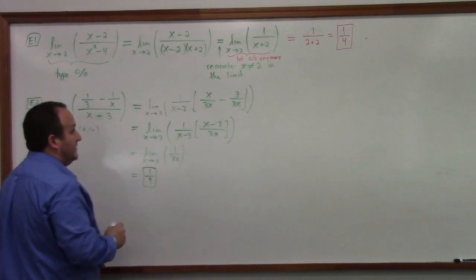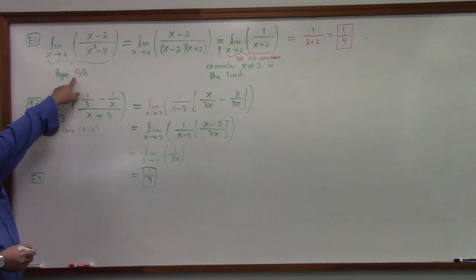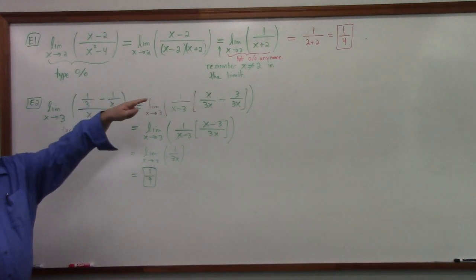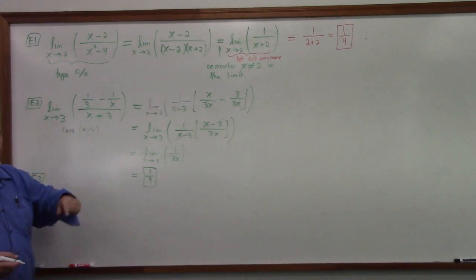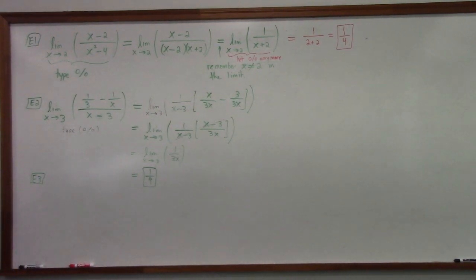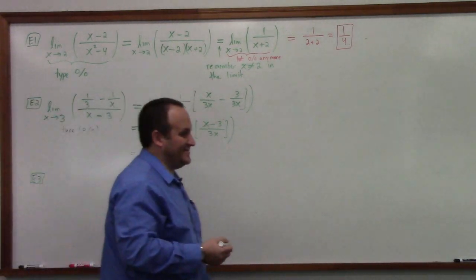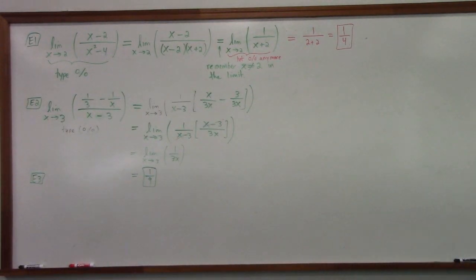So check that out. 0 over 0 apparently works out to 1/4. It also works out to 1/9. What else is it going to work out to? Yeah, we'll see. Sometimes it won't work out. Sometimes it's going to blow up. Sometimes it just won't exist. All right?